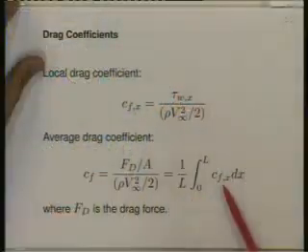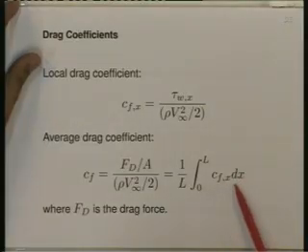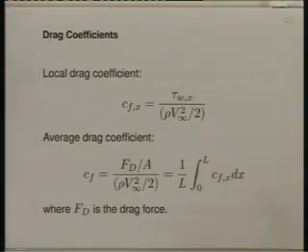And the average drag coefficient can be shown to be, if you have a flow in which the variation is only along the length of the plate, the average of the local skin friction coefficient: Cfx dx integrated over the length and taken average.